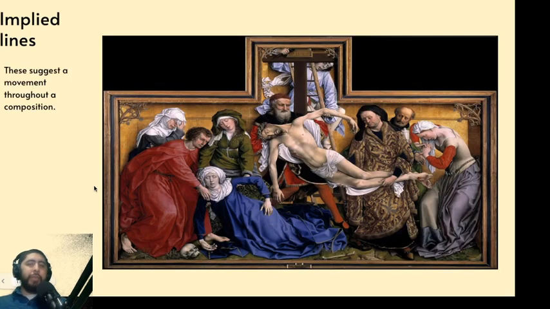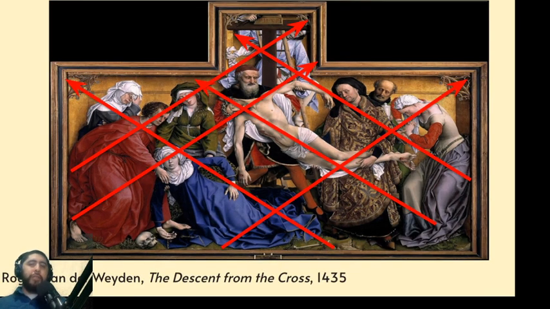Okay. And now we have implied lines. So these are actually invisible lines that don't exist, but they're kind of there in the same way that phantom lines are. They don't exist, but you can kind of see them. So think about the movement throughout this composition where the lines go through. Spoiler alert, here it is.